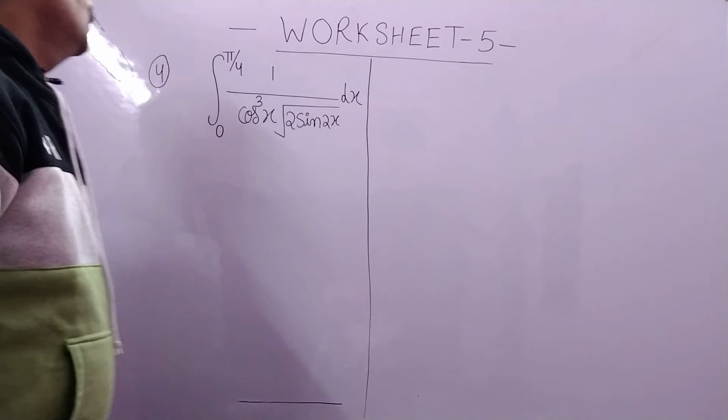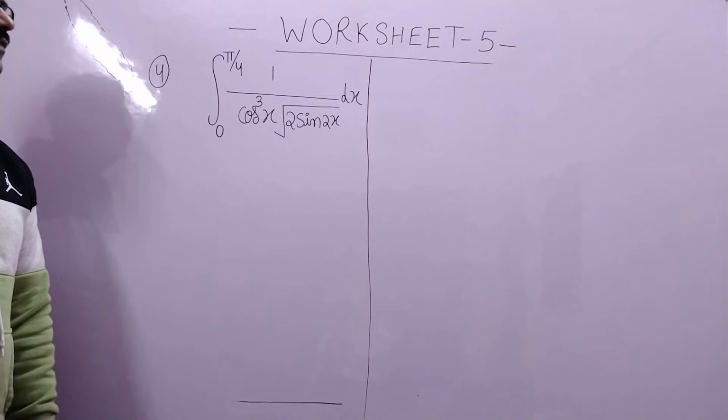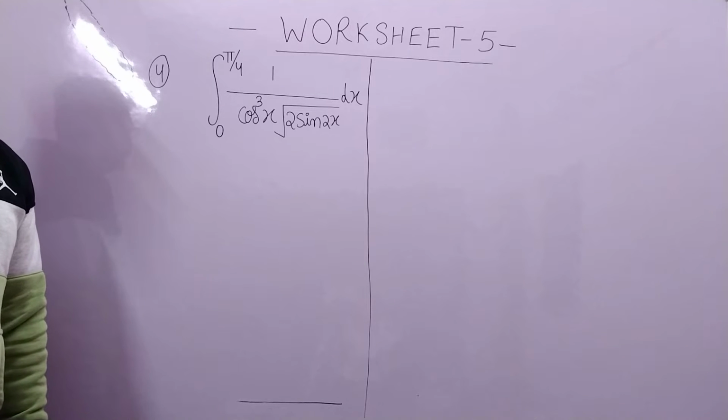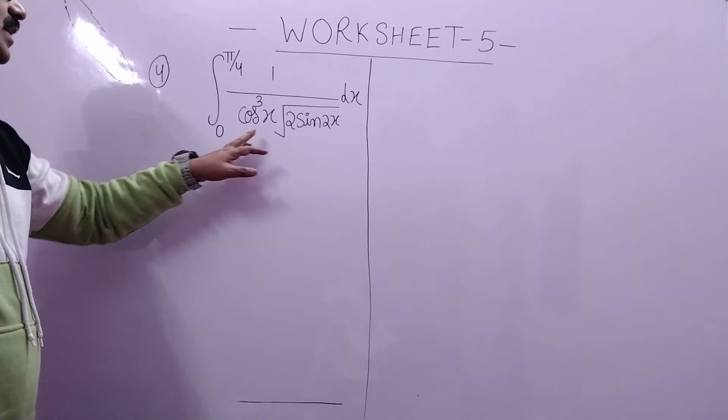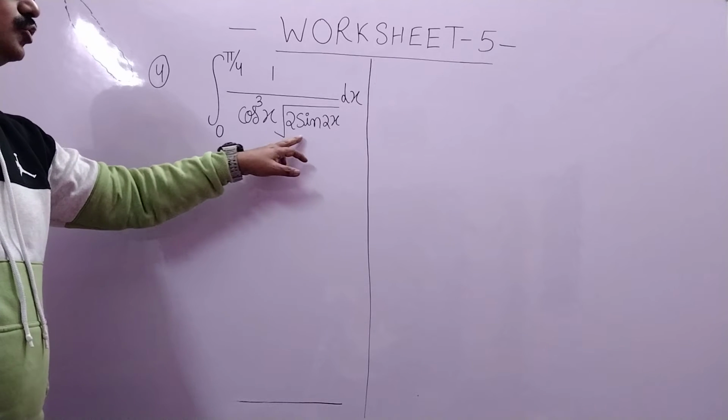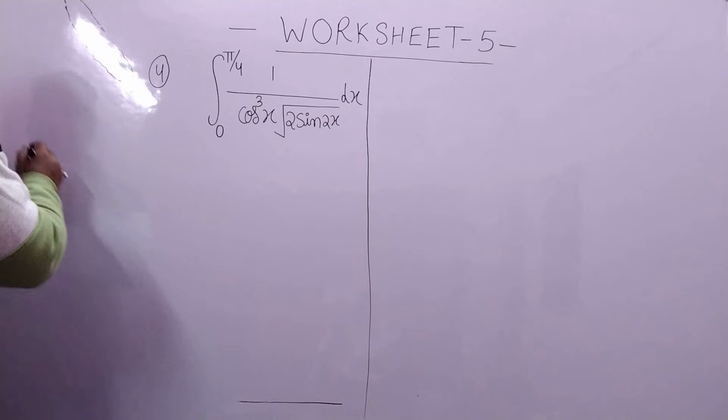Today we do question number 4 from worksheet 5. Link of worksheet 5 is in description. Question number 4 is the integral from 0 to pi/4 of 1 upon cos x cube root, 2 sin 2x dx.